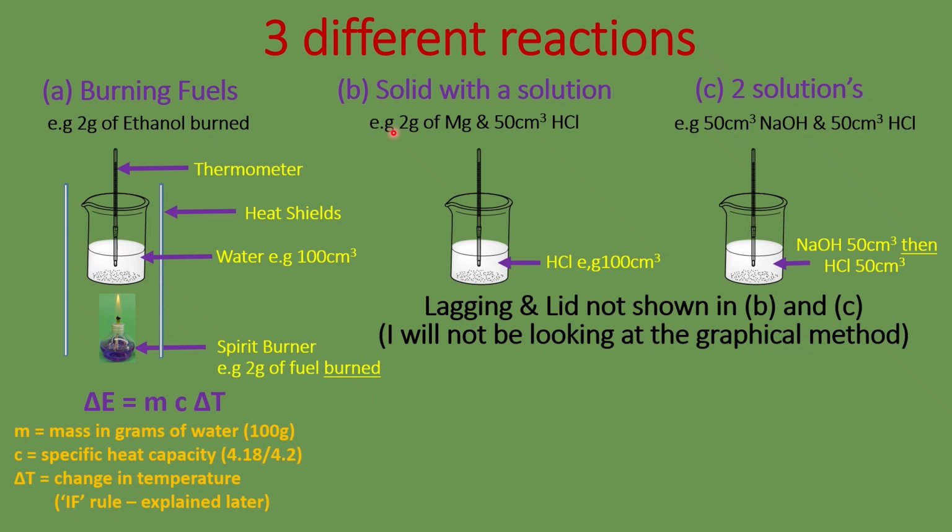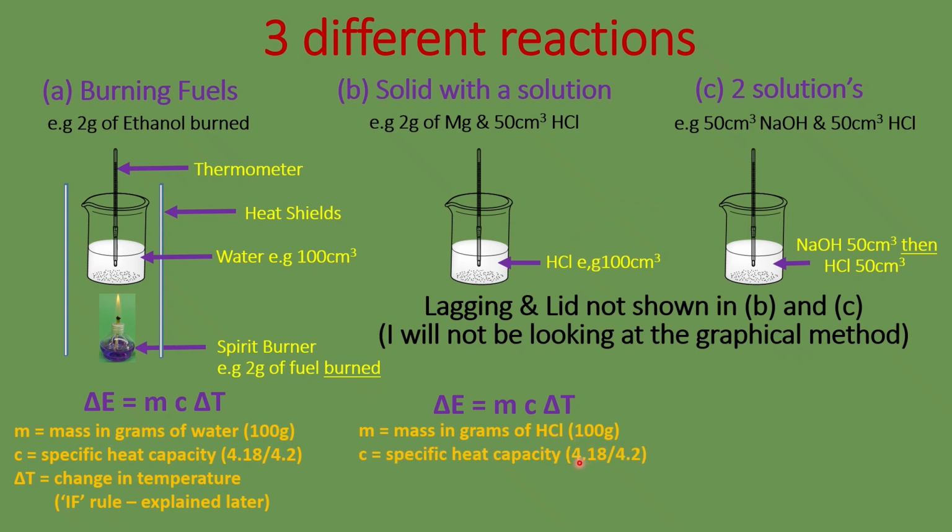The other two types of reactions are a solid reacting with solution, so for example, magnesium metal reacting with a certain volume of acid, or two solutions which are reacting in, for example, a neutralization reaction. So again, applying E equals mc delta T to the second example, which is B, m will be the mass of sulfuric acid or hydrochloric acid or whatever acid or solution you are using in the beaker. So in this case it's 100. Although I put 50 there, you can ignore the 50, that's just a mistake. So we got 100 there, so that's why I used 100.